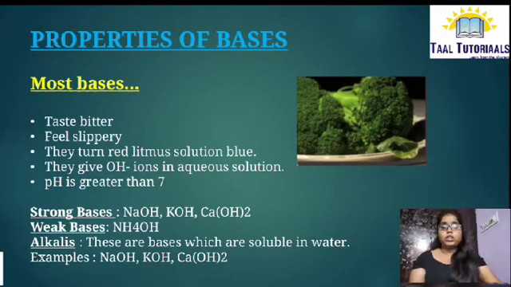Now in bases also there are strong bases, weak bases, and alkalis. Strong bases are like NaOH, KOH, Ca(OH)2, that is sodium hydroxide, potassium hydroxide and calcium hydroxide. A weak base is like NH4OH, that is ammonium hydroxide. Next, alkalis. These are bases which are soluble in water. These bases are totally soluble in water. Examples are sodium hydroxide, potassium hydroxide and calcium hydroxide.